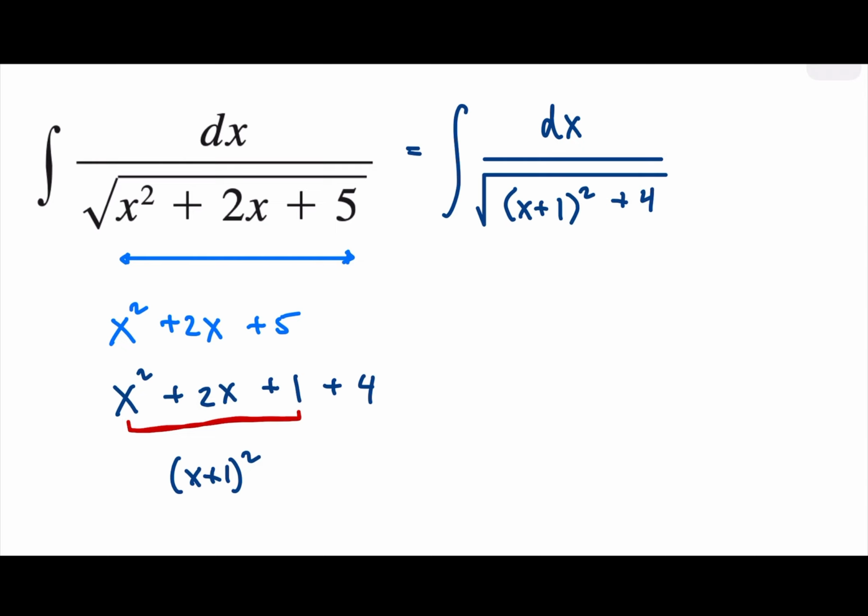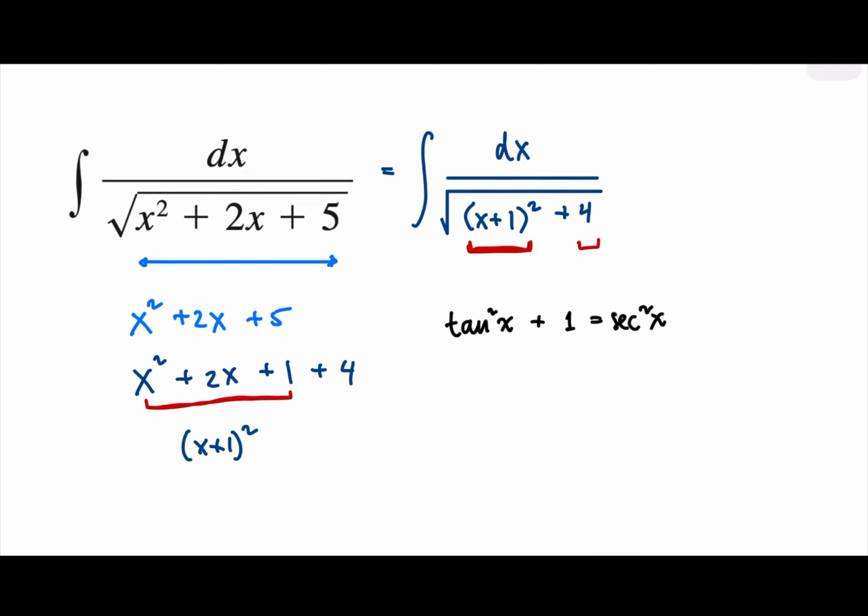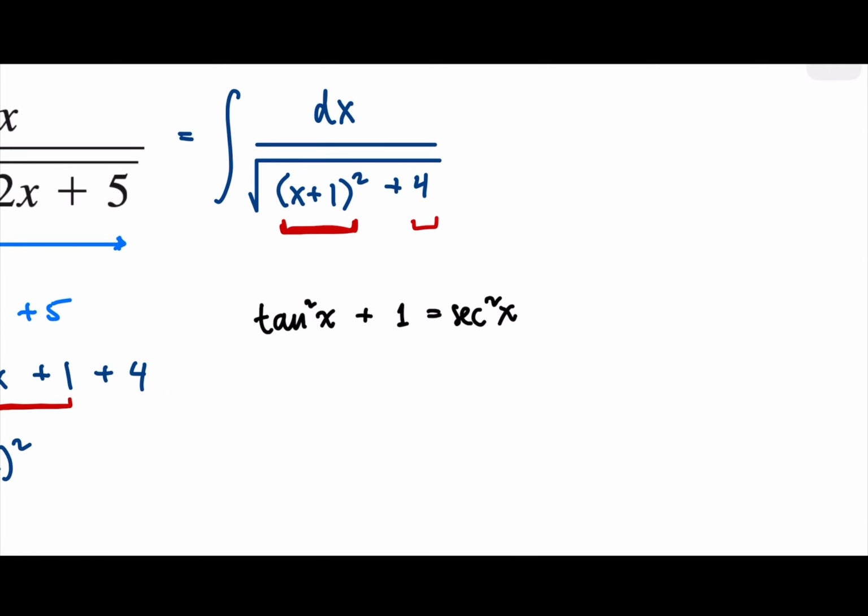Okay. Now we have a variable squared plus a constant, and we can also think of, if we have tangent squared plus 1, this will be a secant squared x, right? So a good way to approach this is by using some substitution, so let x plus 1 become tangent, let's say theta.